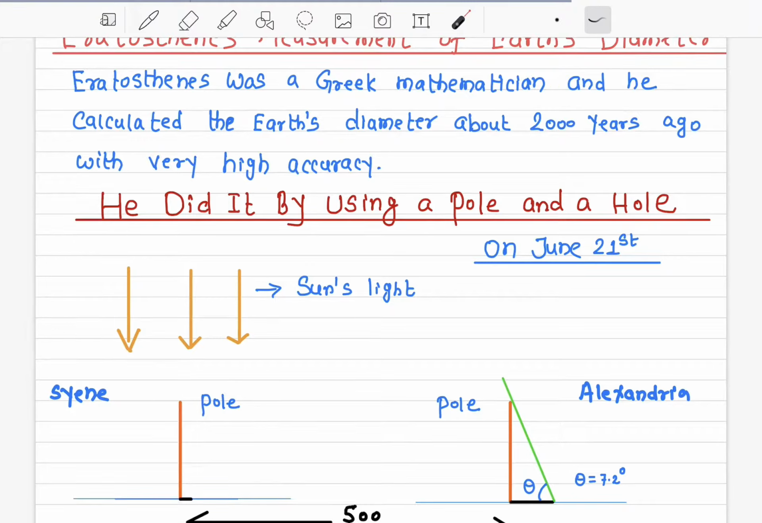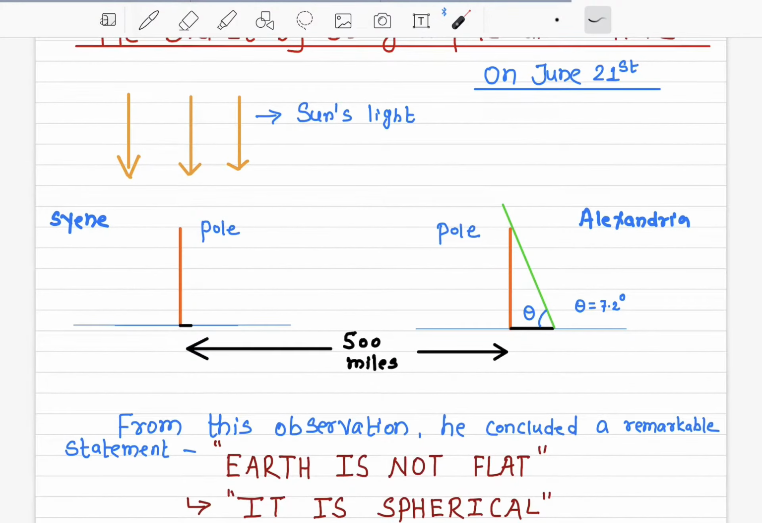He did it by simply using a pole and a hole. So what does that mean? Now let's assume you have two poles here, and he in fact inserted two poles into the ground, one in Syene and one in Alexandria. These two poles are about 500 miles apart, and he measured the shadow's length.